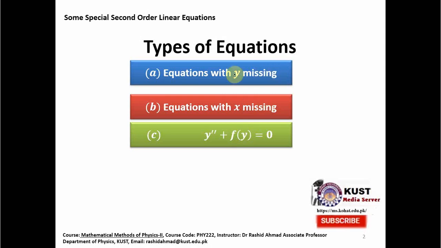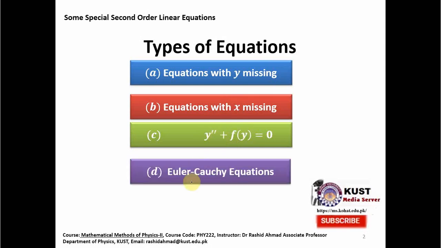In the first one we have y missing, in the second one we have x missing, and in the third one we have the first derivative missing, although we have some function of y there, along with the second derivative. In the fourth case we will consider the Euler-Cauchy equations, and we will see how we can solve such equations and which kind of physical phenomena they can model.